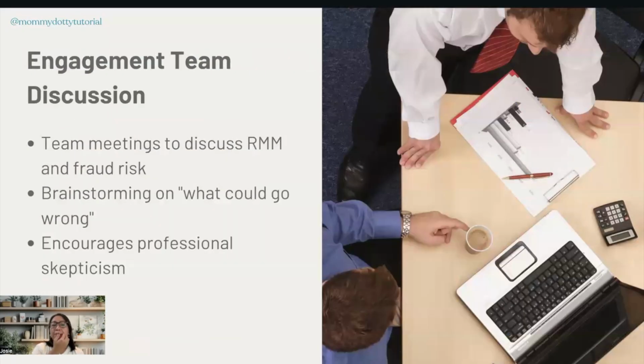Engagement team discussion: team meetings to discuss RMM and fraud risk. These discussions help uncover areas where misstatements are likely to occur, and they also promote professional skepticism, brainstorming on what could go wrong.